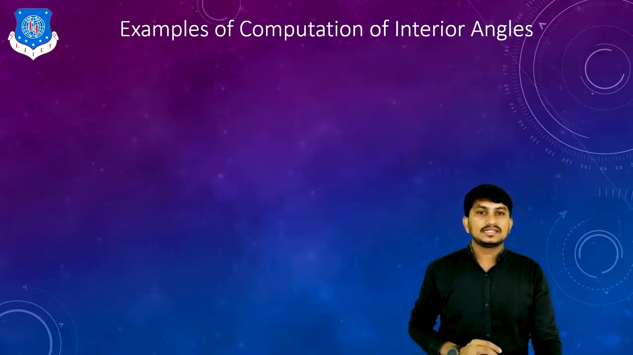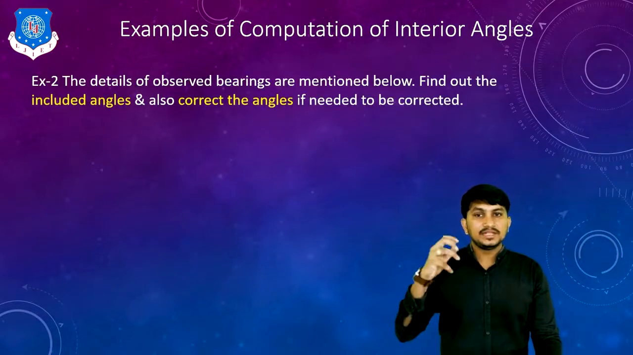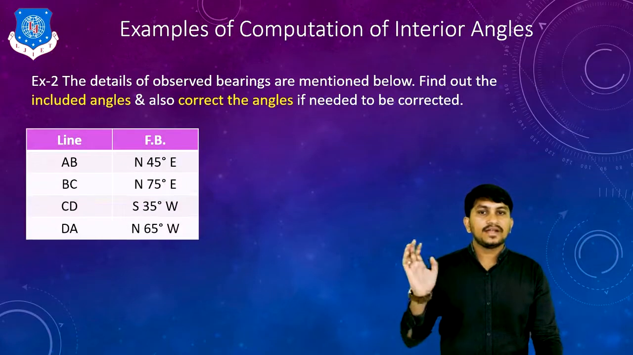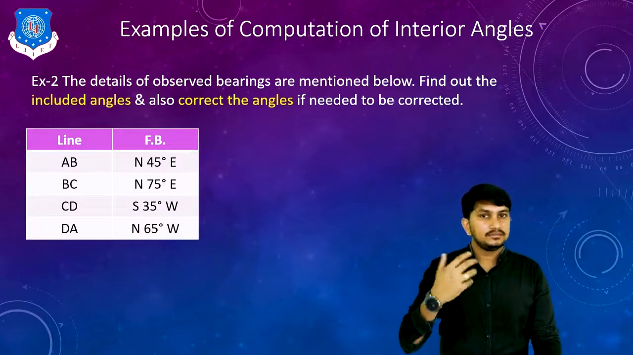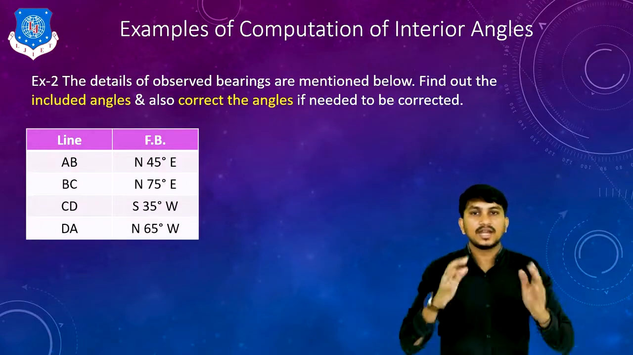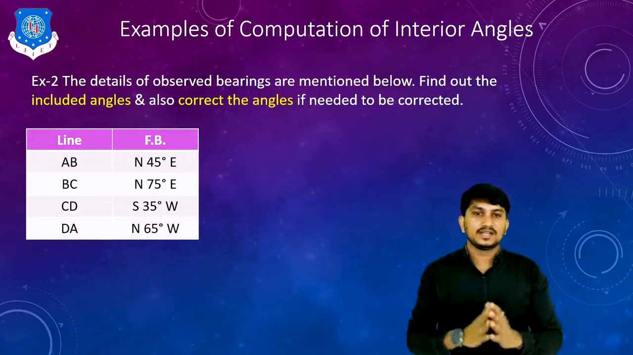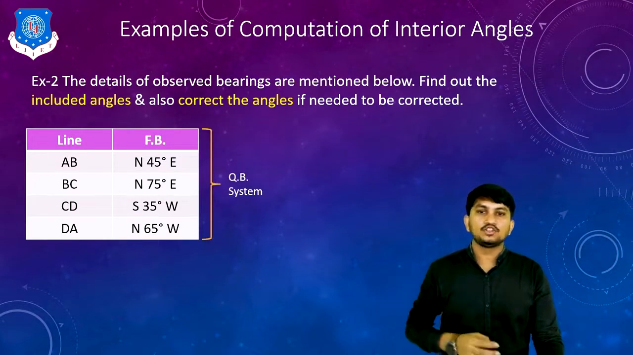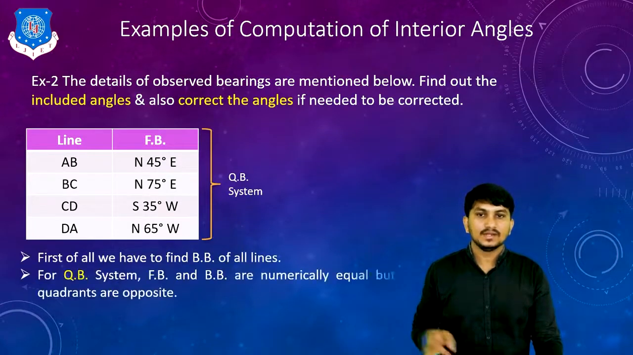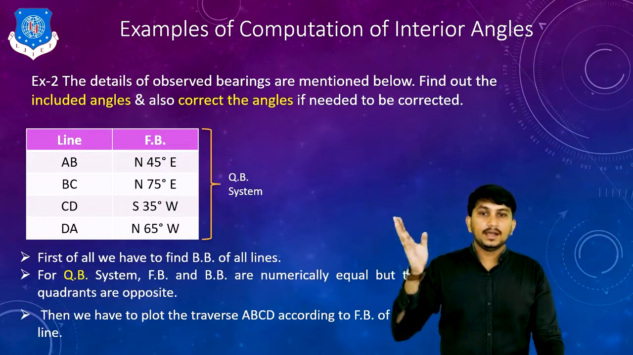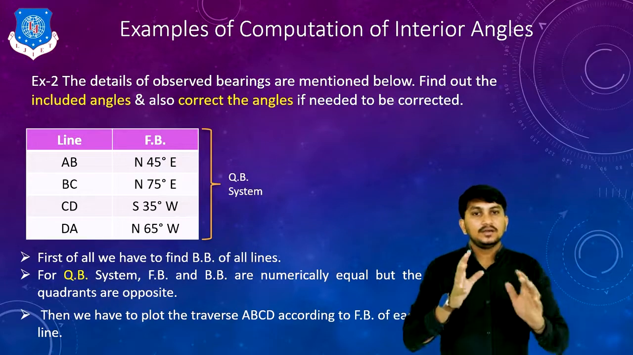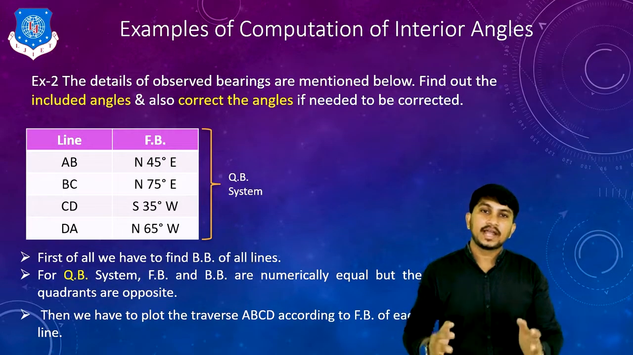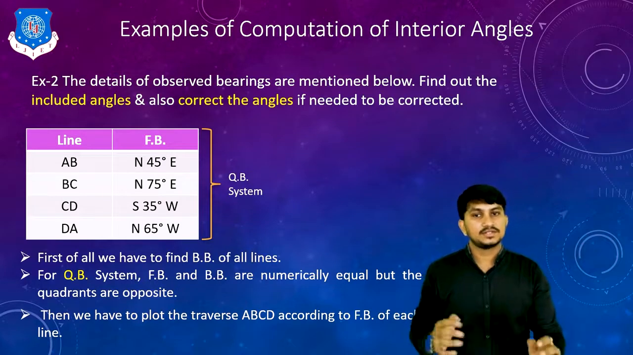Now, let's see another example. The details of observed bearings are mentioned below. Find out included angles, meaning interior angles, and also correct the angles if they need to be corrected. Here you can see the values are in QB system. First of all, we have to find back bearing of the lines, because without finding back bearing, we cannot calculate interior angles of the stations.